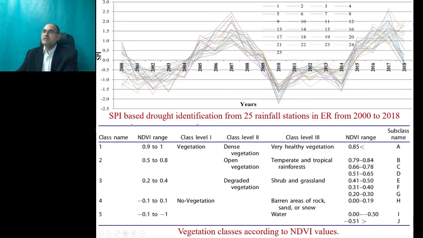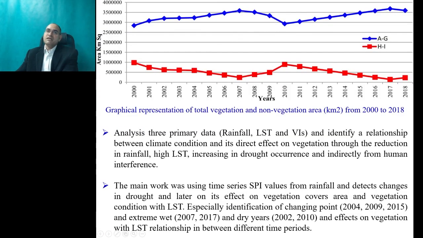So our results indicate that the analysis of three primary data, rainfall, land surface temperature and vegetation indexes, shows a relationship between climate condition and its direct effect on vegetation, through reduced rainfall and high land surface temperature, which increase drought occurrence, and indirectly from human interference. So one side is human interference, then its effect on rainfall, then its effect on temperature, and then its effect on drought occurrence. So everything in the ecosystem is correlated to each other.